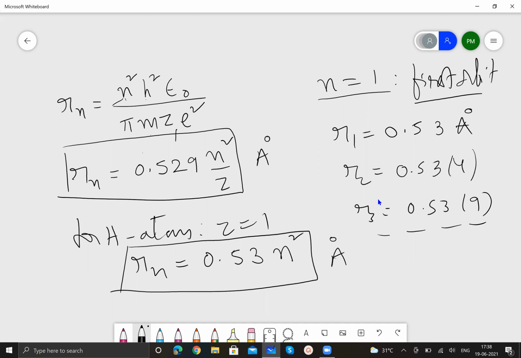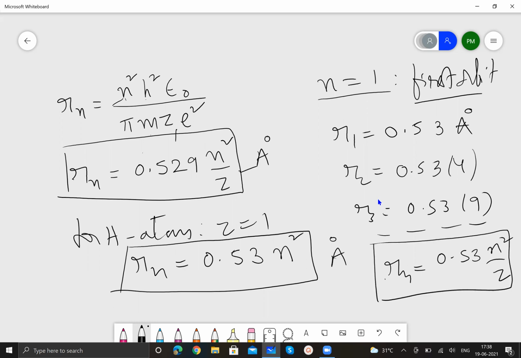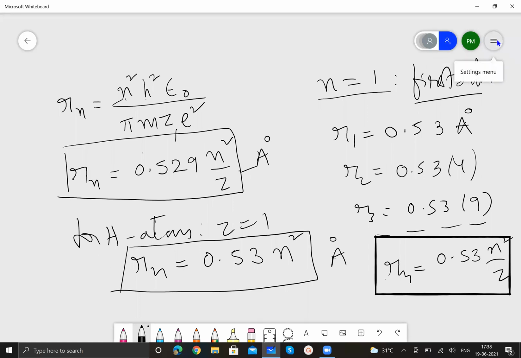For other atoms, if you are asked, you should take this expression: 0.53 into n square by z. This is for other atoms. Okay. Very important. Chances to get questions are there from this topic. Now, shall we proceed? Done, sir.